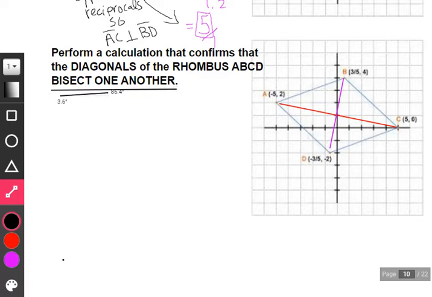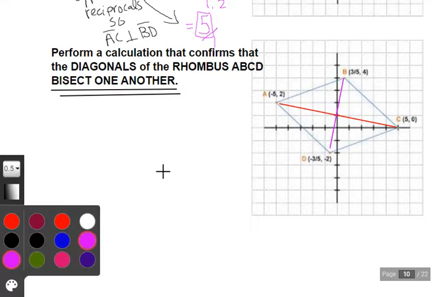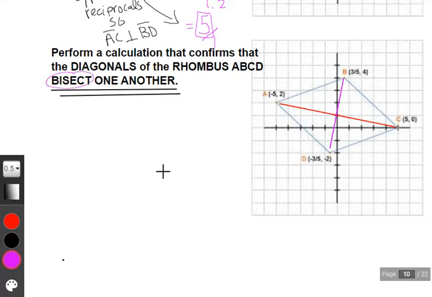Again, the operative phrase here, the thing to pay attention to, is bisect. In other words, we want to know they cut each other in half. So what we really want to find are the midpoints, and we want to see if they're the same. Midpoints. Man, my pen's really cutting out here. Midpoints means we're using the midpoint formula. So for AC, the midpoint is going to be (x2 plus x1) over 2, (y2 plus y1) over 2.